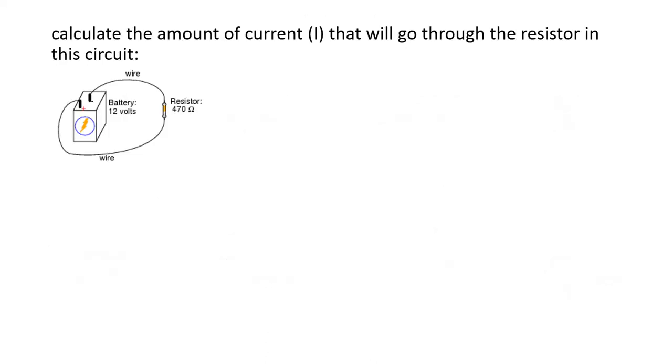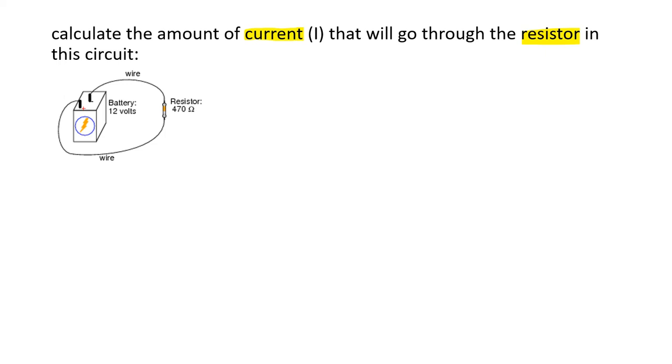All right. Now let's put all of our newfound knowledge in effect. So I'm looking at my circuit here, and what am I looking for? Calculate the amount of current that will go through a resistor in a circuit. All right, so I'm looking for the current. Do I even care about the resistor? No, I'm really just looking for the current.